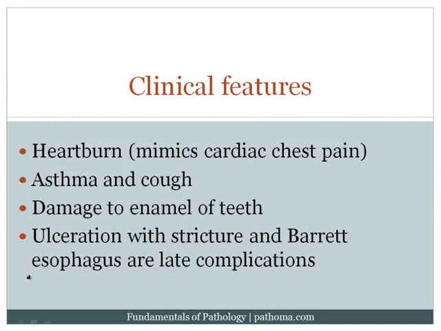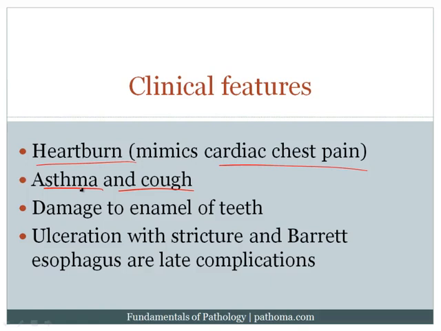Now, the clinical features are all based on the fact that you're shooting acid into the esophagus. So the patients get heartburn, which mimics cardiac chest pain. And so anytime a patient comes in with quote-unquote cardiac chest pain, you do want to think about heartburn in the back of your mind as a possibility for that chest pain. They also present with asthma and cough. Now what's interesting about this asthma is that it is adult onset asthma. This isn't asthma that the patient has as a child, but instead what happens is they get new onset asthma as an adult.